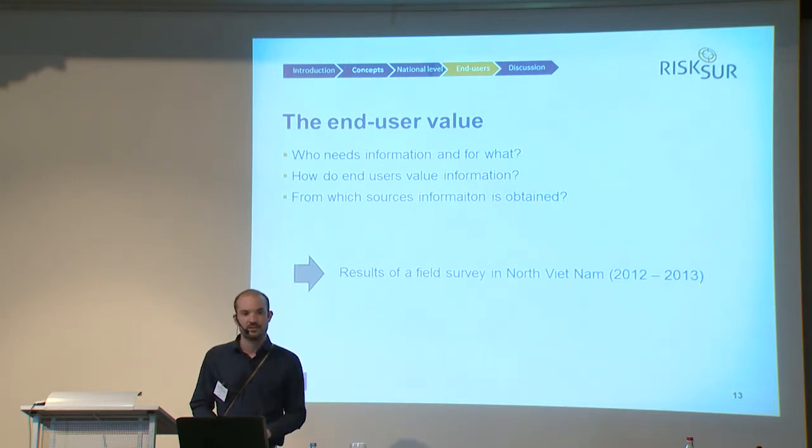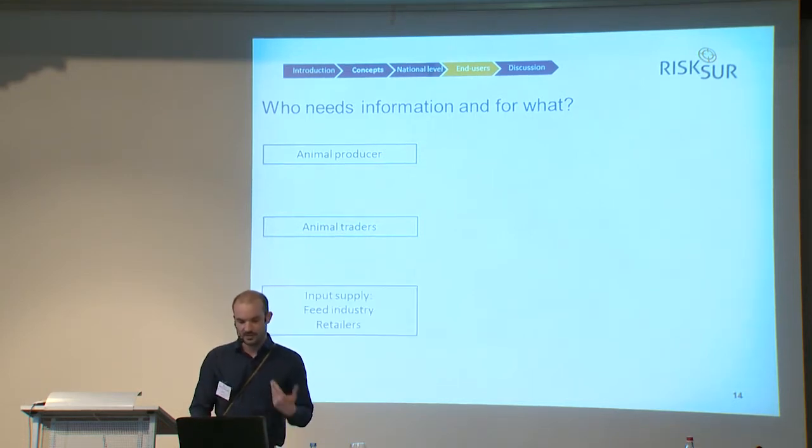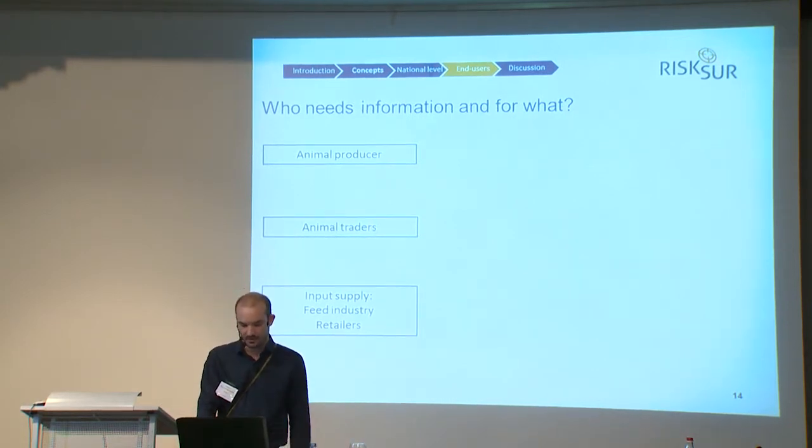So to provide a beginning of answer to how we could address these different points, I propose you move from Europe to an Asian country, Vietnam, where we conducted a survey in 2012-2013. The first question was, who needs information and for what? This survey was targeted at the different private actors that could potentially be in need of information, and we progressively identified these actors: animal producers, but also animal traders, the feed industry, and the different actors of the upstream sector involved in the input supply.